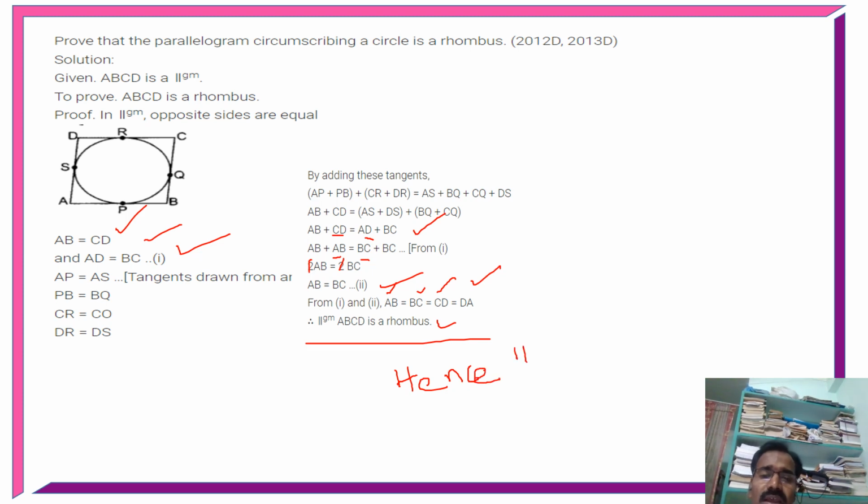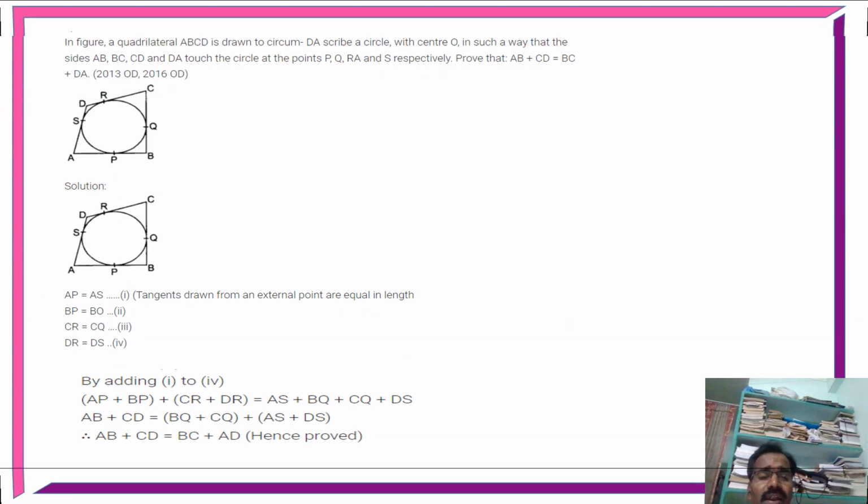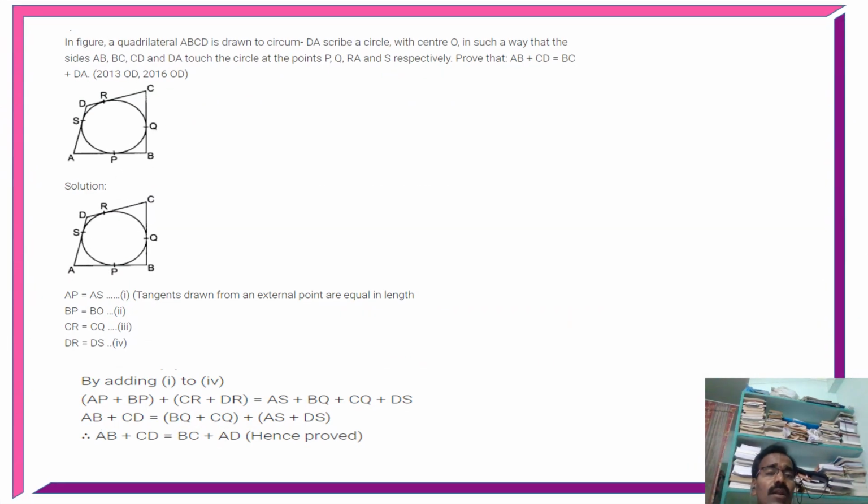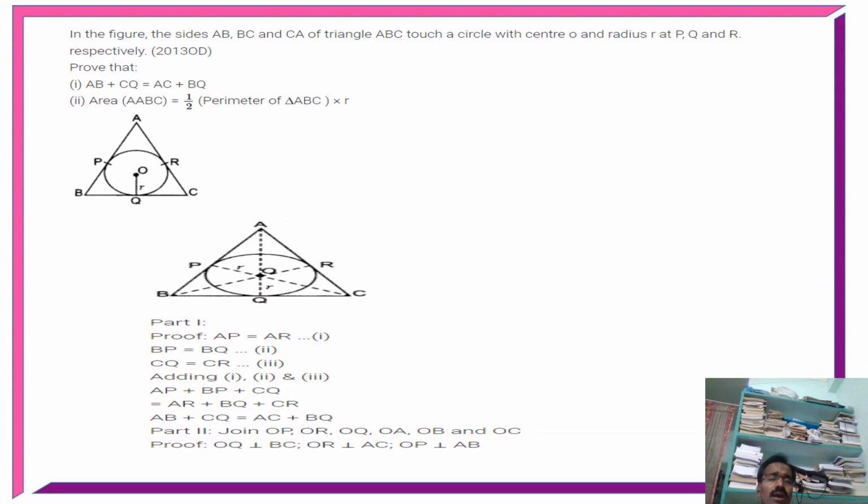So this is the way to prove a parallelogram is a rhombus when it circumscribes a circle. Up to proving the previous theorem, the same process we do. The only thing is, we will prove in this parallelogram that adjacent sides are equal. In a parallelogram, if the lengths of adjacent sides are equal, it is a rhombus. Hence, it is proved. The next slide we already discussed. Now here also we will use the same theorem.